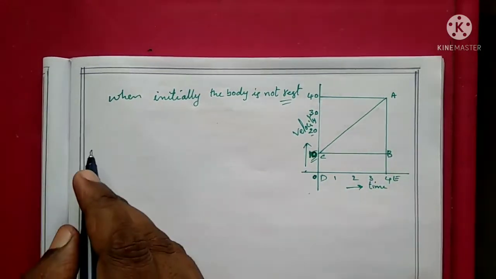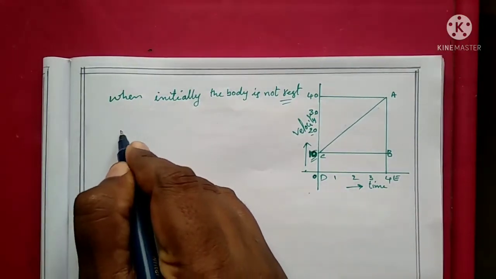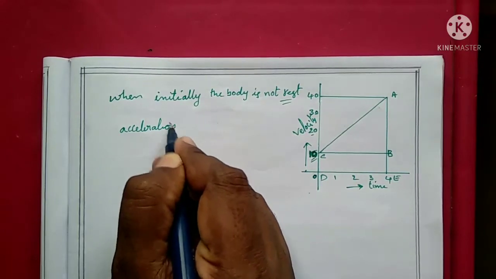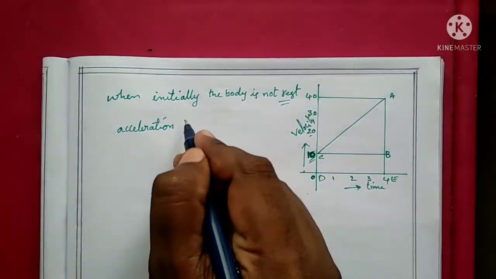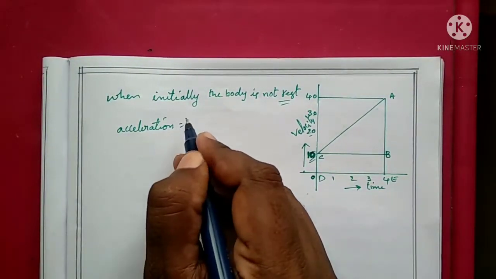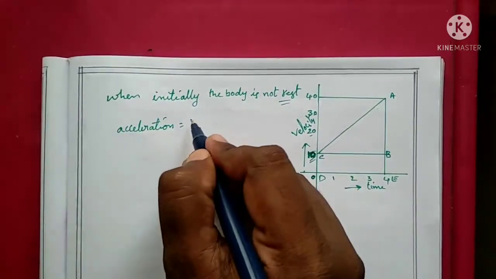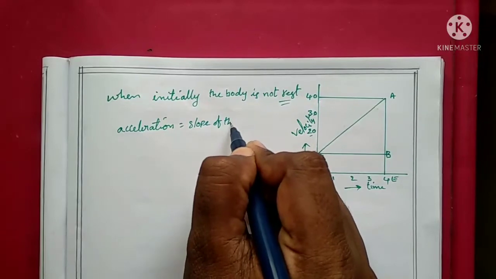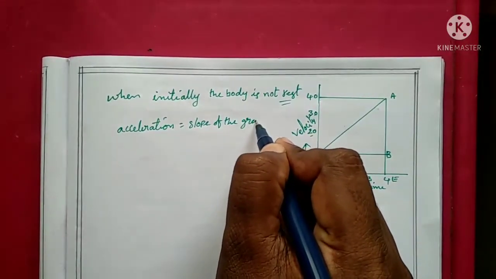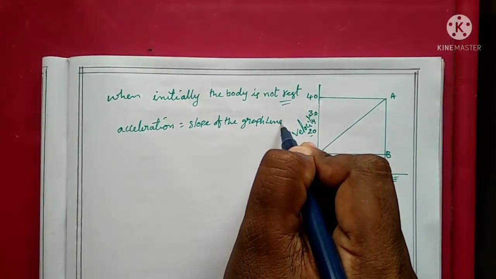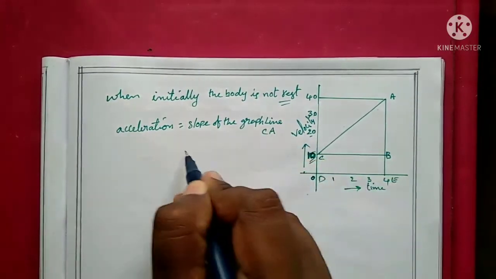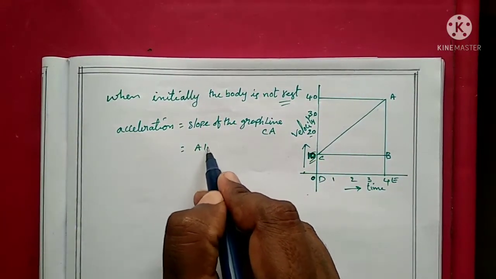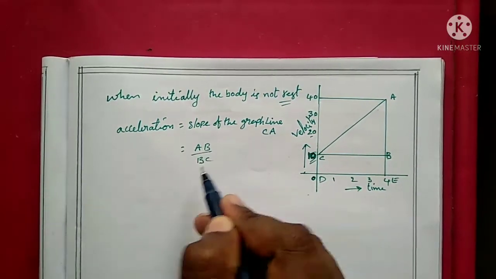The acceleration of the body can be calculated with the same formula. Because it is having a positive slope, acceleration is equal to the slope of the graph line CA. Now CA is equal to AB by BC.